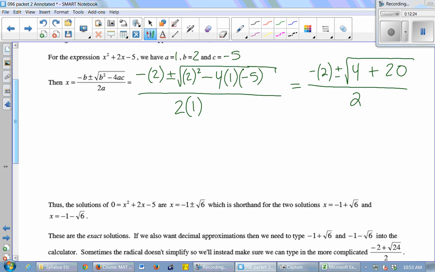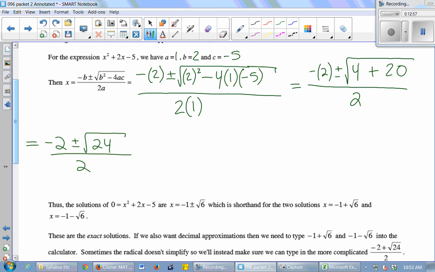So I'm not done yet. Next step, I'm going to simplify 4 plus 20 to 24. And negative with 2 in parentheses is just a -2, so I can drop those parentheses now. Plus or minus the square root of 24 all over 2. All right, then how do I finish simplifying this? What's the last thing I got to do? Simplify it. No calculators yet. No calculators yet.